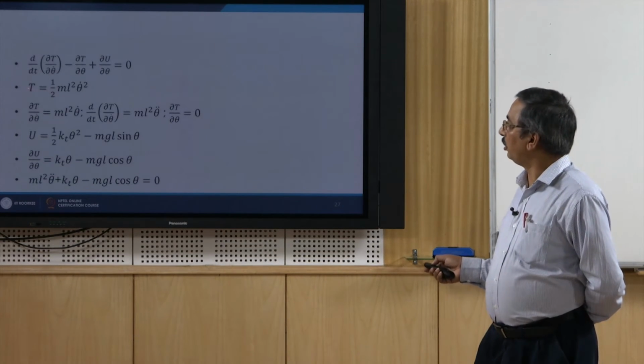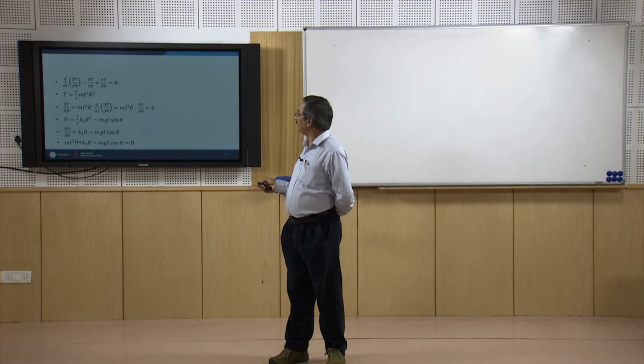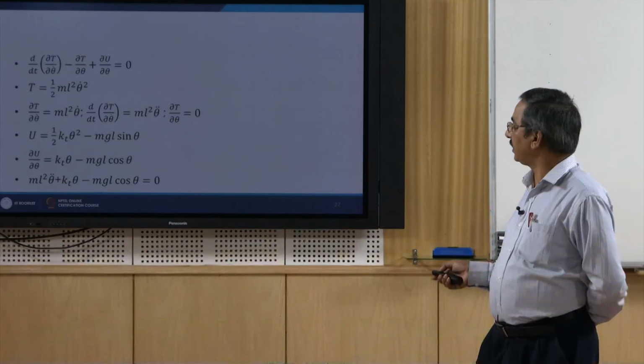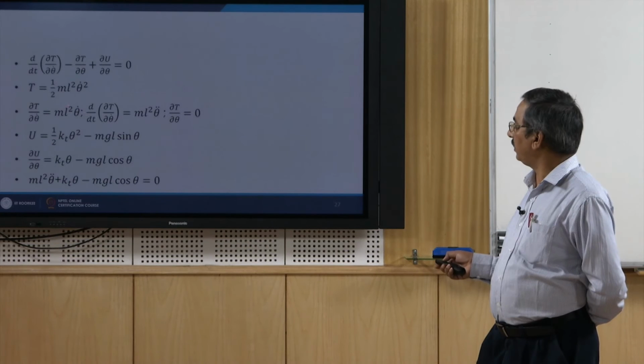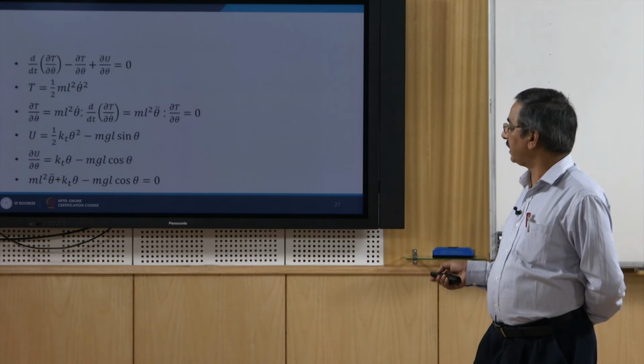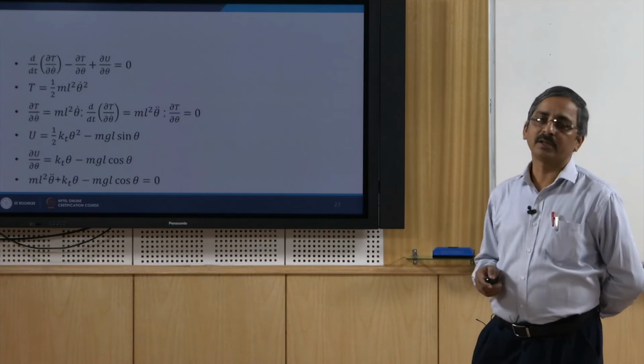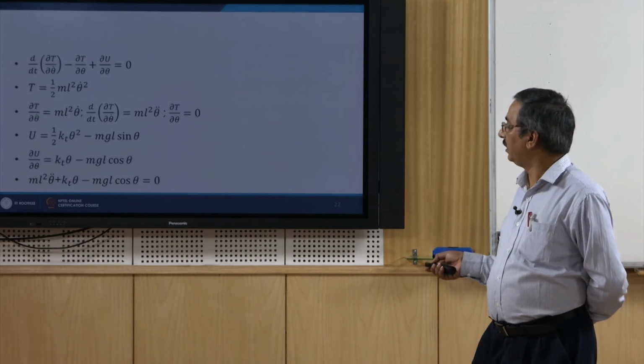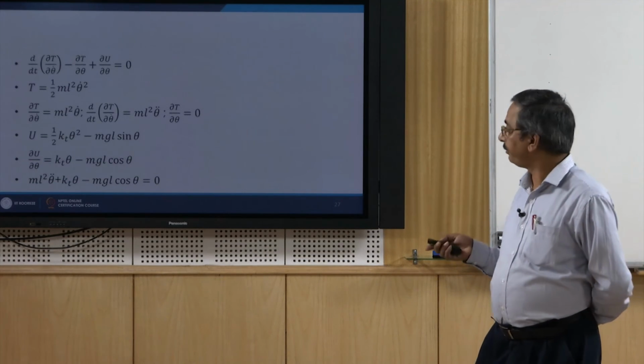Now, we know that our T is half m L square theta dot square. So, I can find del T by del theta dot, then I can find d by dt of this, which is m L square theta double dot, then I evaluate this term, which is 0 here. Then we know the potential energy here, so I can evaluate del U by del theta. When I substitute all these terms in this equation, this is what we get: m L square theta double dot plus k_T theta minus m g L cos theta is equal to 0. So, this way we derive the system equation for this robot.